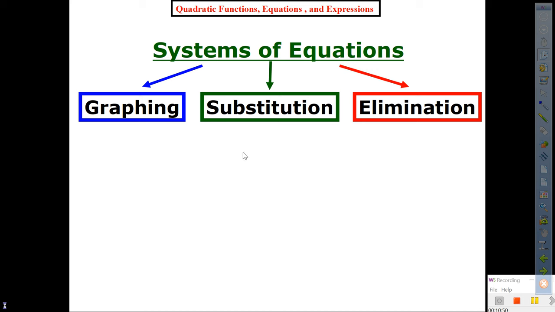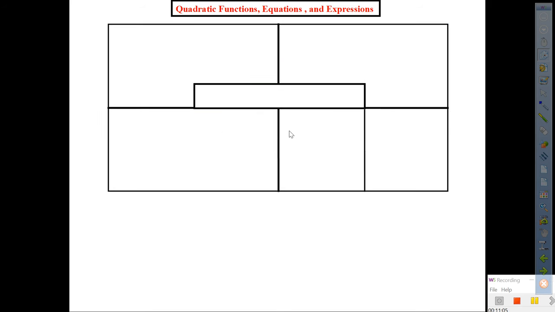All right? Next, look up, please. Don't copy this. I'm just reviewing to get your noodle ready. With quadratic equations, there's five different ways of solving quadratic equations.